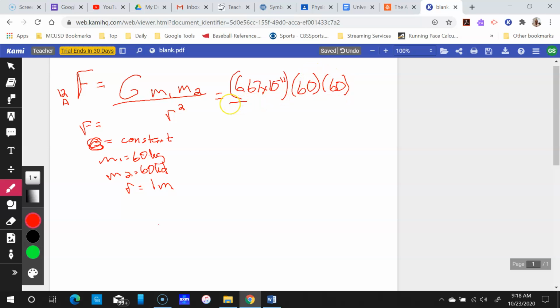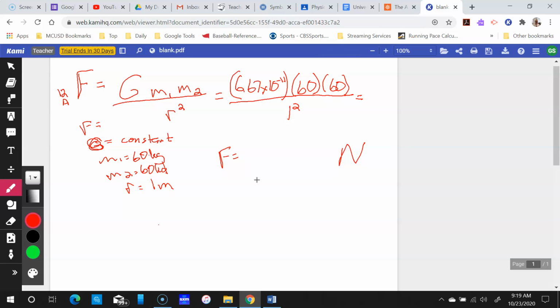60, and then clearly the beauty of this problem is you've got 1 squared in the denominator. So really you only need to use your calculator to go ahead and solve for the numerator. So we're solving for F, and we ultimately know our unit is going to be in newtons, right? So let me go ahead and just plug that into the calculator, and then we'll solve for that.